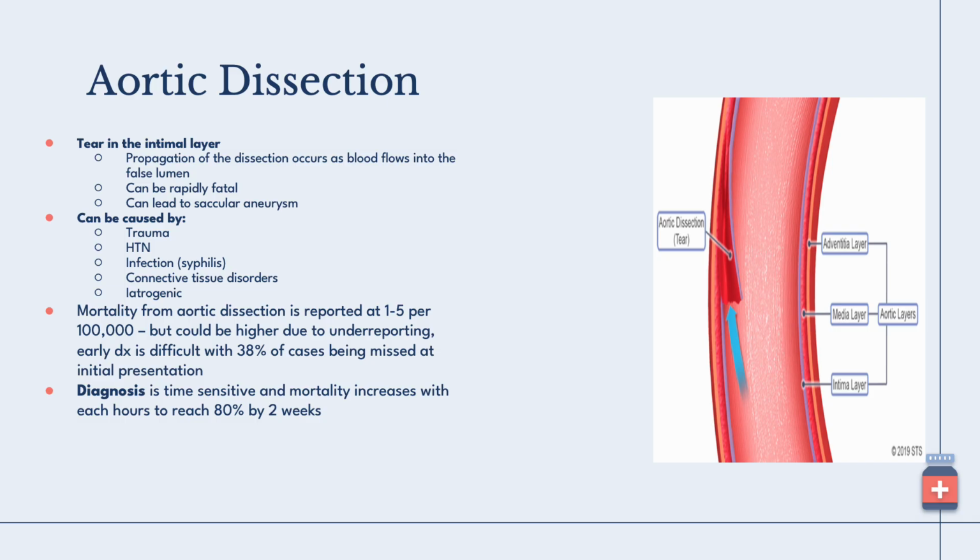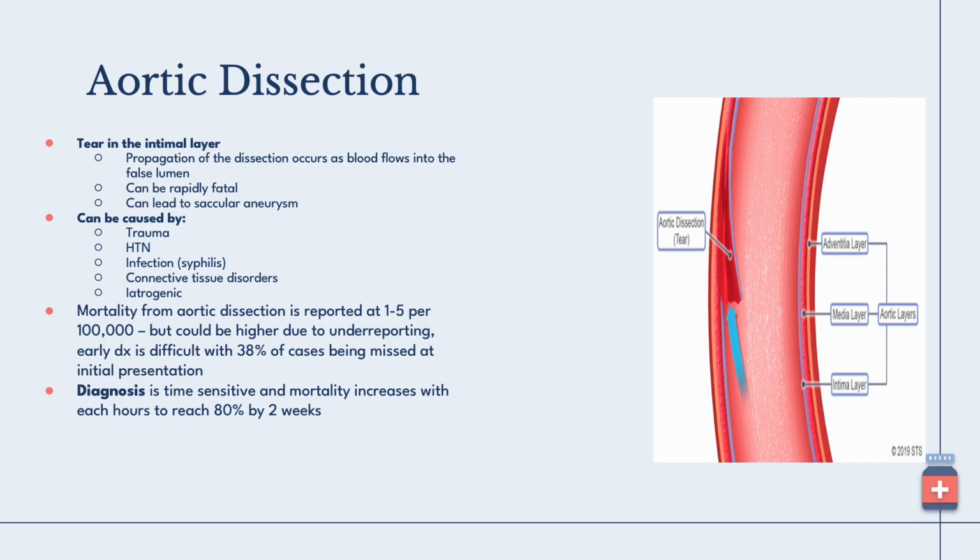So dissections can be caused from trauma, hypertension, infection, so syphilis is a good one, connective tissue disorders, again, Marfan syndrome, risk of dissection, and then iatrogenic. So I've certainly seen my share of dissections that we've caused putting in stents and aortic balloon pumps, etc.